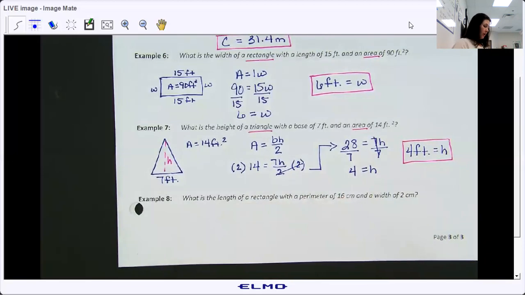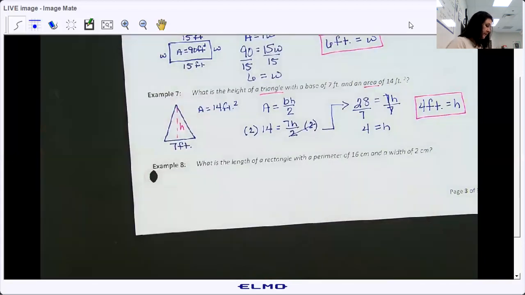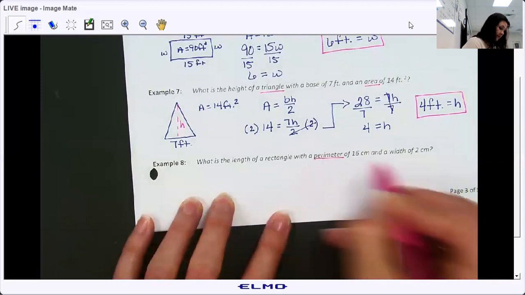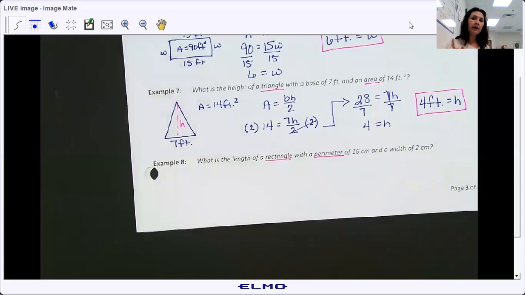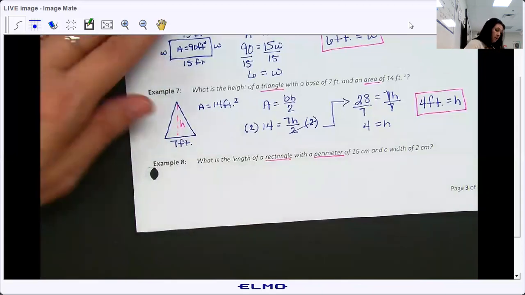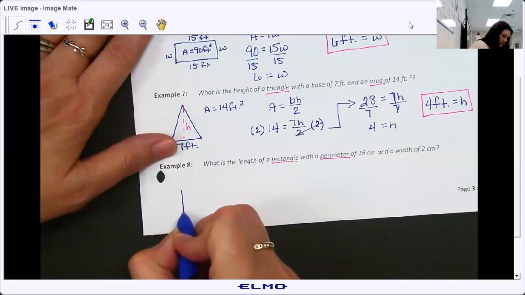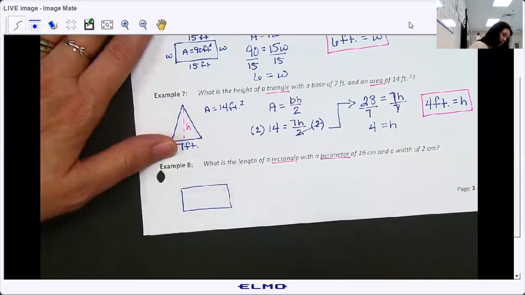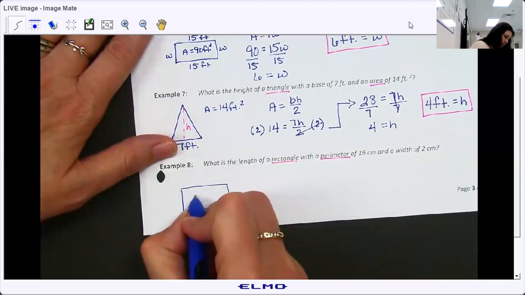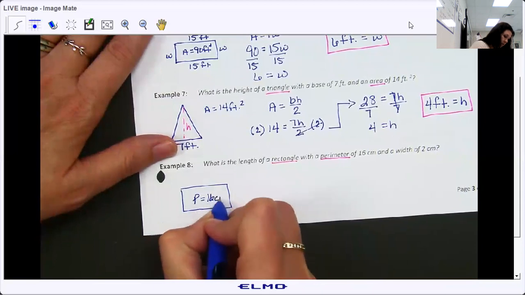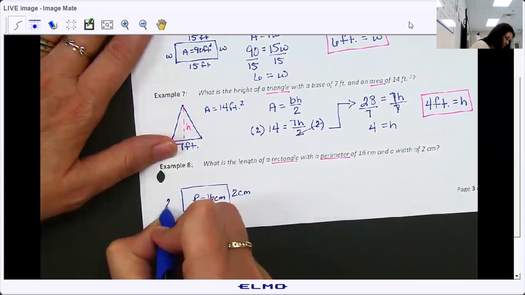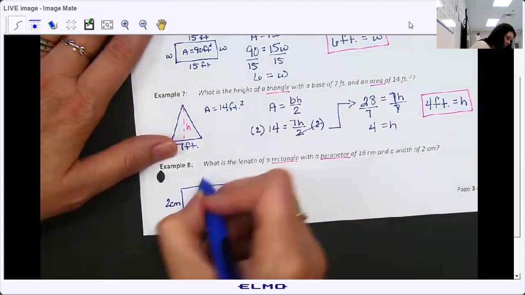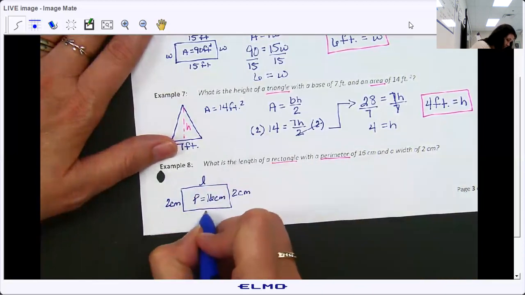Okay. All right, we have one more. What is the length of a rectangle with a perimeter of 16 and a width of 2? So still we're dealing with a rectangle, but instead of area this time, it's perimeter. So I'm going to draw my rectangle. And it has a perimeter of 16 centimeters, and it has a width of 2 centimeters. And it asks, what is the length here?